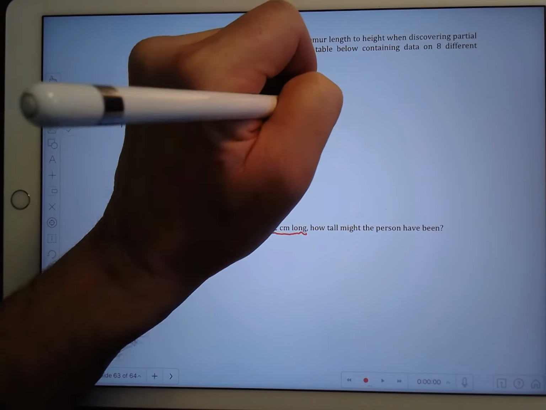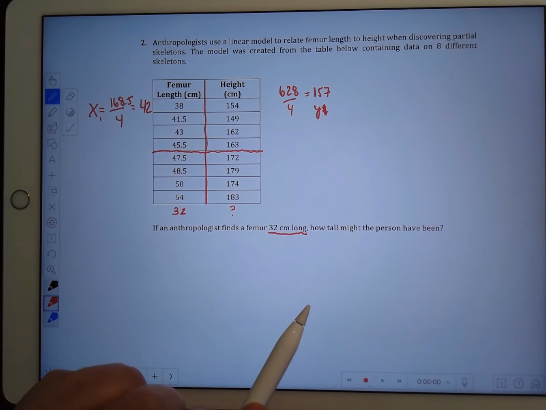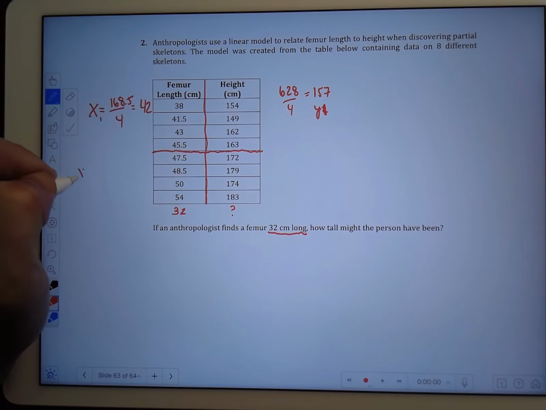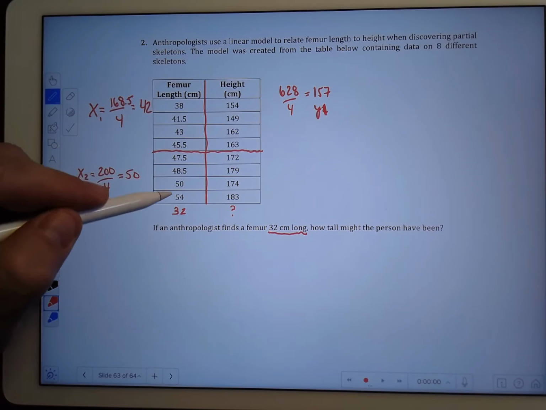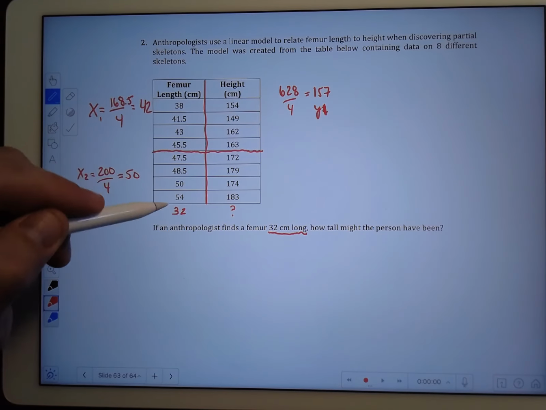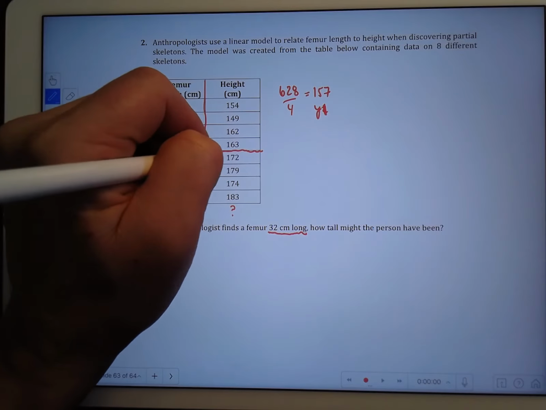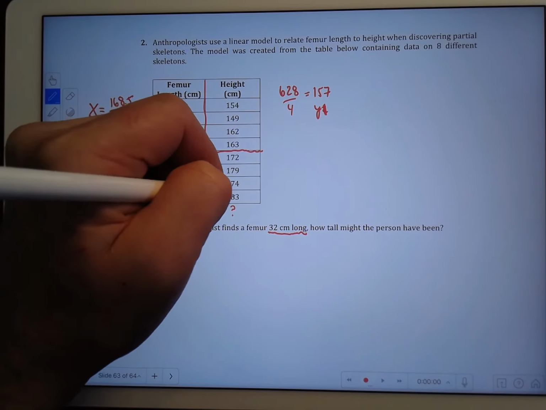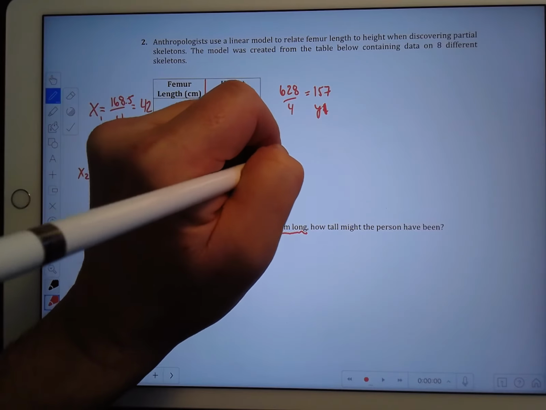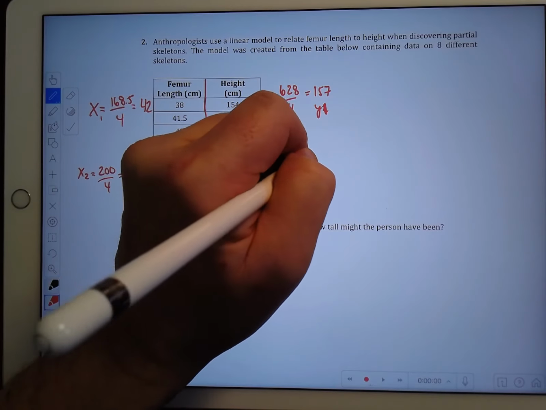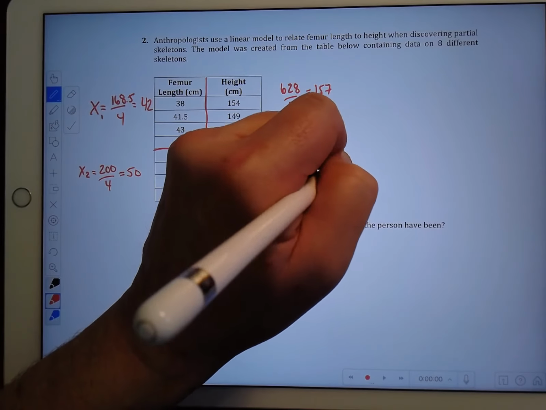Then we're going to come down and get x2 and y2 over here. When we add up those 4 for x2, we're going to get 200, divided by 4 will give us 50. So the mean would be 50. And then over here on the right, when we add up 172, 179, 174, and 183, we get 708, which we'll divide by 4 as well. That will give us 177, and that's our y2.